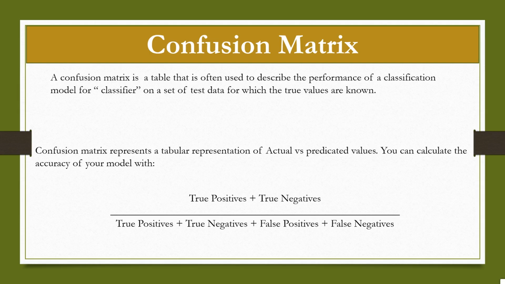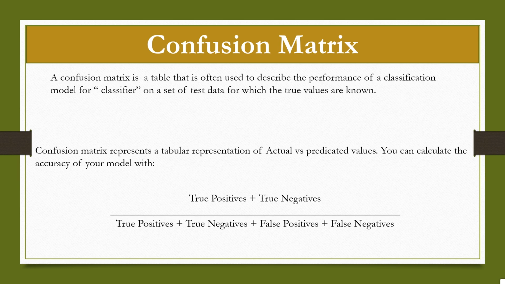So let's talk about the confusion matrix. What is the confusion matrix? Now don't get confused, this is not a complex topic. Confusion matrix is a matrix that is often used to describe the performance of a model, and this is especially used for a classification model or a classifier. And what it does is it will calculate the accuracy, or the performance of your classifier, by comparing your actual results and your predicted results.